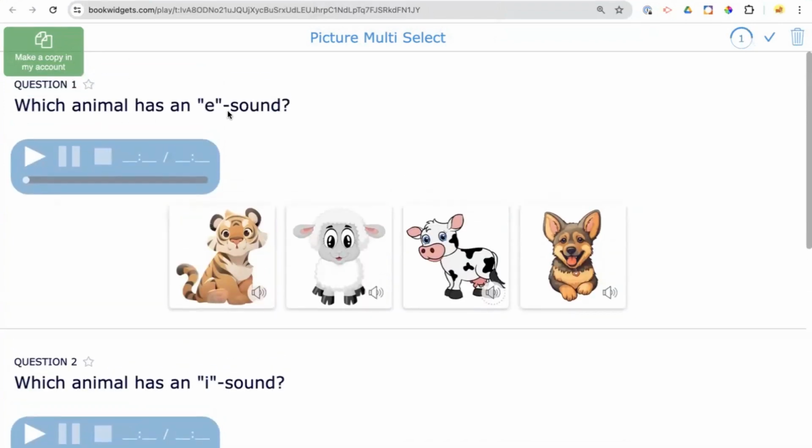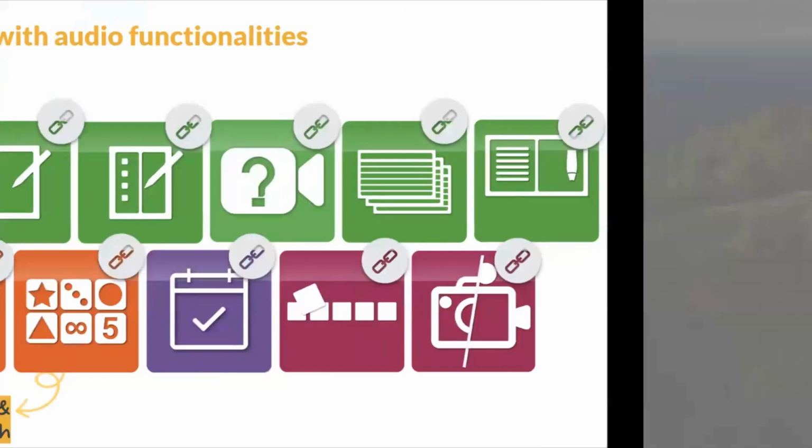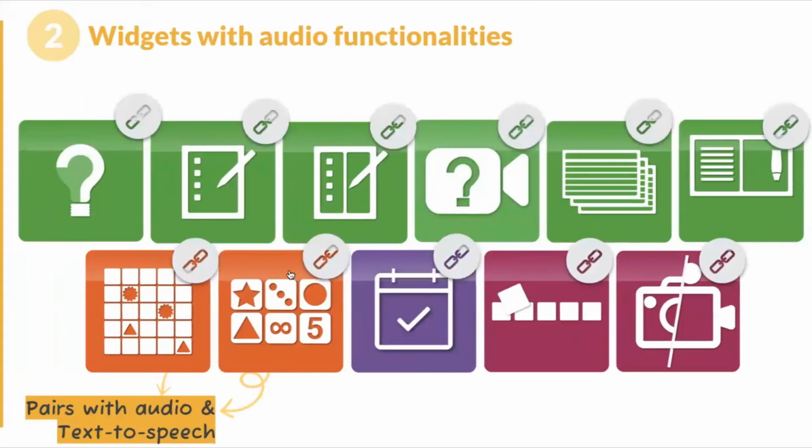Which animal has an E sound? Right? Sheep. And then, yes, I was right. So again, that automatic feedback is fantastic to build in and to help your students along.